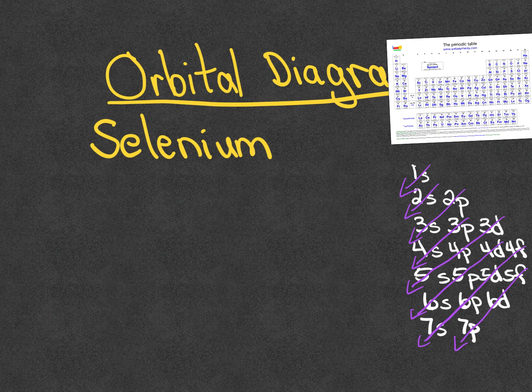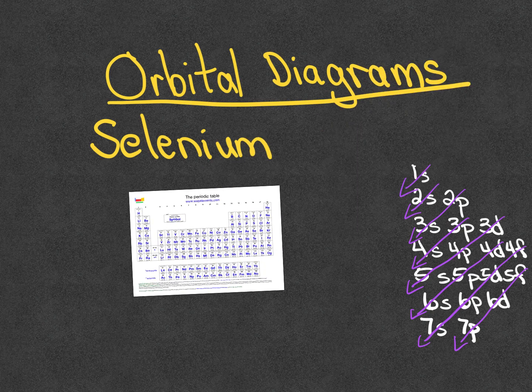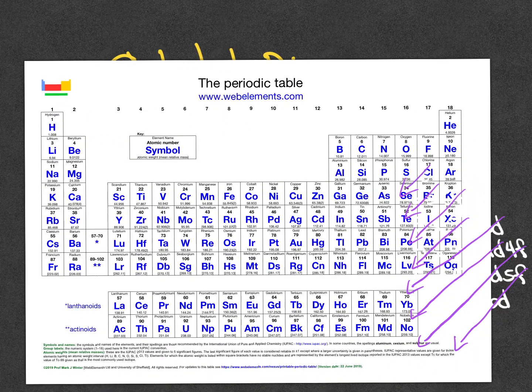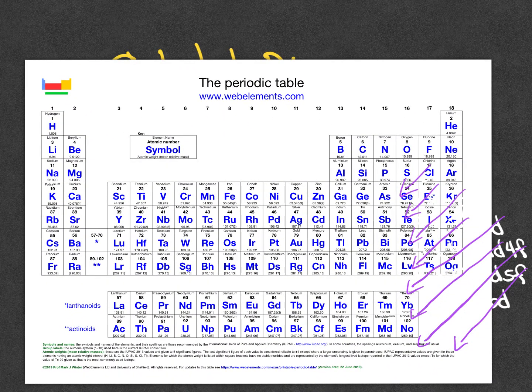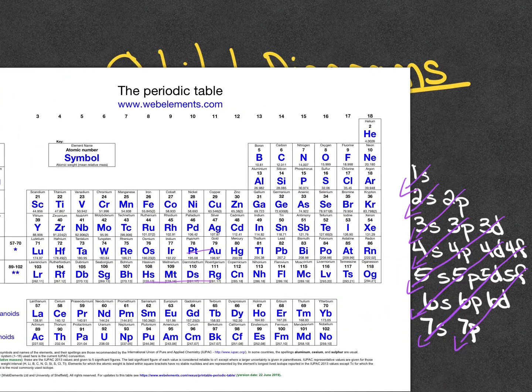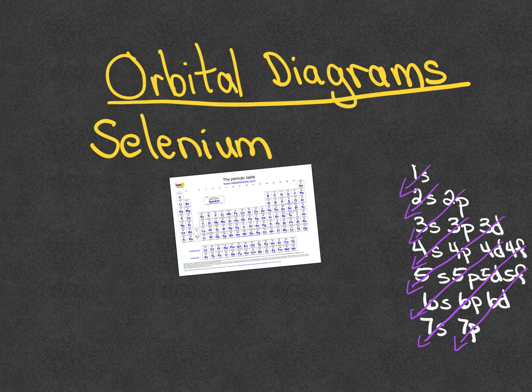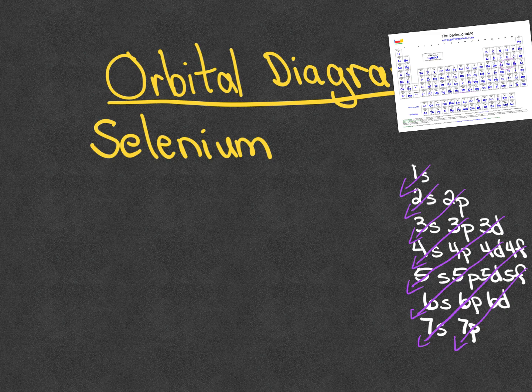Okay, so let's look at selenium. Once again, the first thing we have to do is look at our periodic table and see how many electrons selenium has. So we're looking for selenium. There it is. It has 34 electrons. Okay. So now that we have that information, we can set that aside. 34 electrons. That's how many we have to represent in our electron configuration.